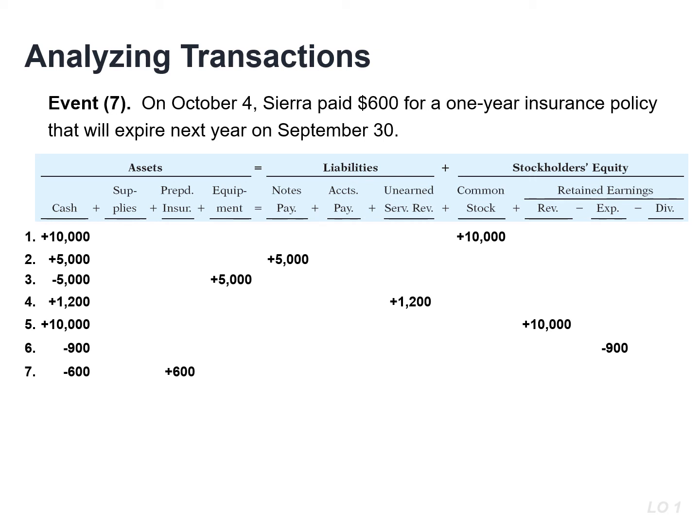Payments of expenses that will benefit more than one accounting period are identified as assets called prepaid expenses. The balance in total assets did not change. One asset account decreased by the same amount that another increased.